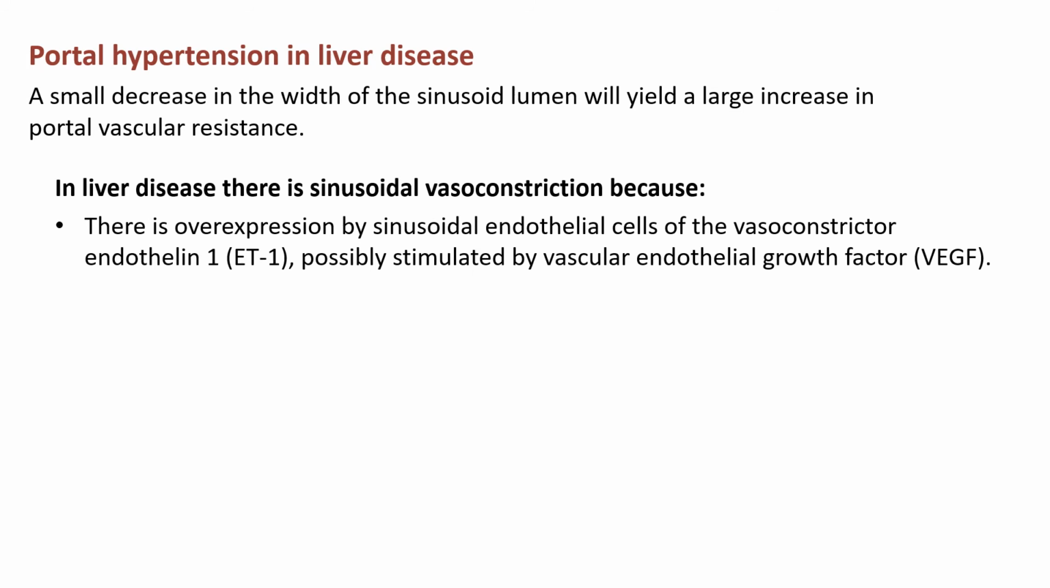In liver disease, in addition to any other cause, we also get vasoconstriction of the sinusoids. Part of this is because there's an overexpression by sinusoidal endothelial cells of a vasoconstrictor known as endothelin-1. And it's thought that this is probably stimulated by vascular endothelial growth factor.